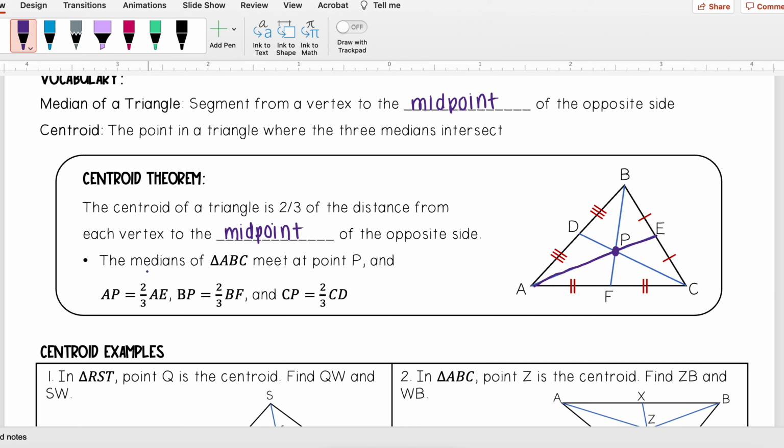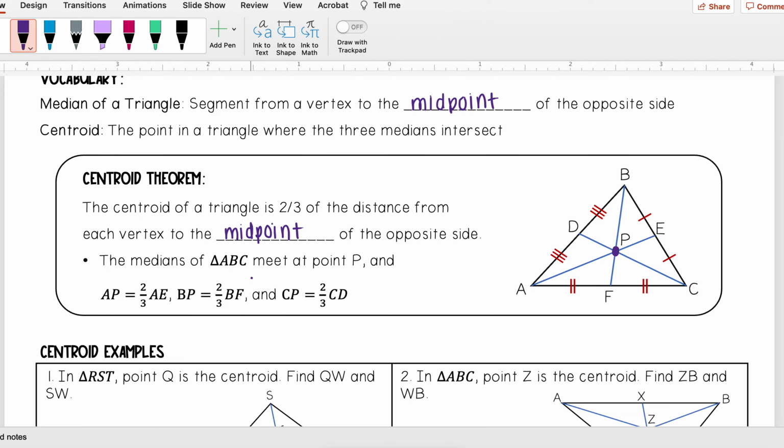Another way that we can think about it is that the medians of triangle ABC meet at point P, and AP is equal to 2/3 AE. And so we see that here. My segment here, AP, is equal to 2/3 of the entire segment. BP is going to be 2/3 of BF, and CP is going to be 2/3 of CD.